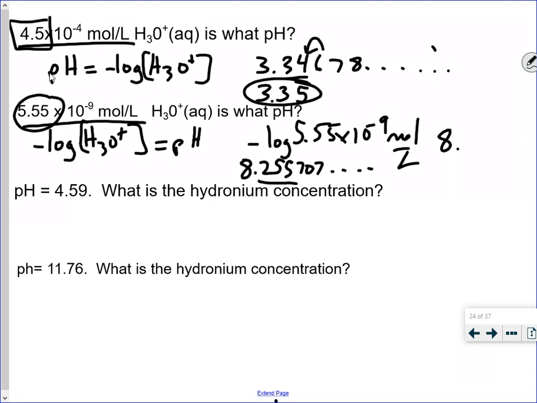This becomes 8.256 because the 7 rounds the 5 to a 6. This is greater than 7, so this is a base.